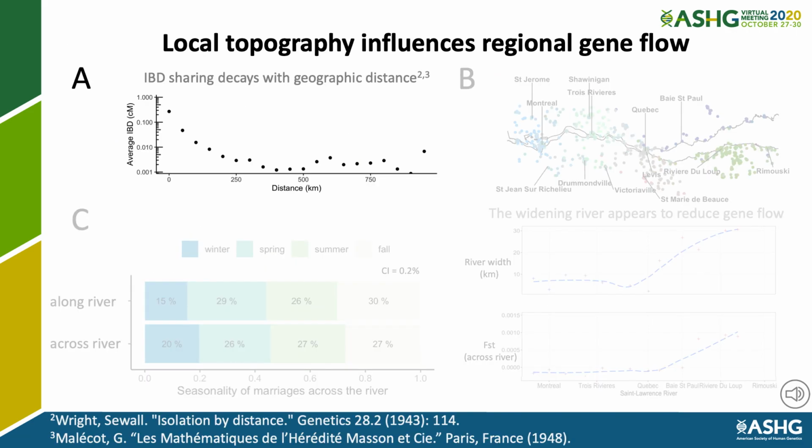We wanted to see how local topography influences regional gene flow. We compared the average length of segments that are identical by descent between people from different locations and find a continuous decay, as expected from classical isolation by distance models.